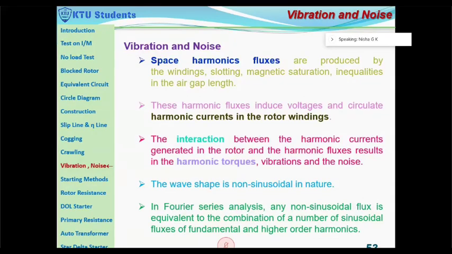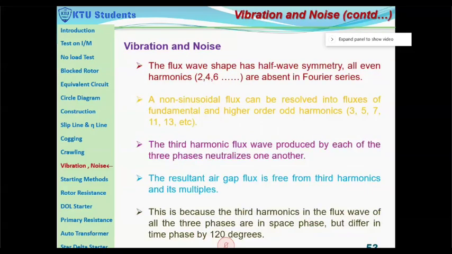And in Fourier series, as you know, it is having a non-sinusoidal waveform, since due to the half-wave symmetry, the even harmonics can be eliminated. The same thing as we have discussed. So next we will move on to the starters.